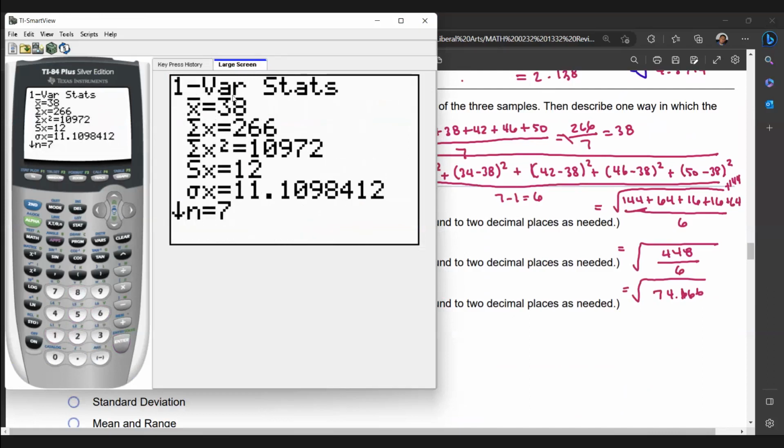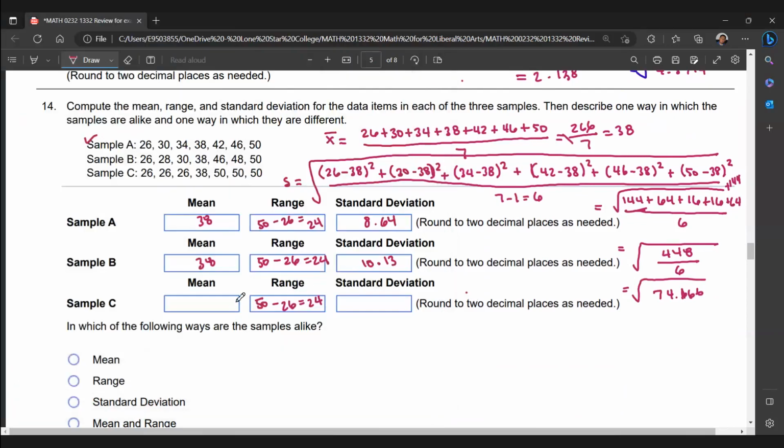In this case, the mean is once again 38, and the standard deviation is the one with the S. This is the one we want, which in this case will be equal to 12. Okay, so here we have 38, and this will be equal to 12. Let's just triple check the first set of data. Okay, we had a 26, 30, 34, 38, 42, 46, 50.